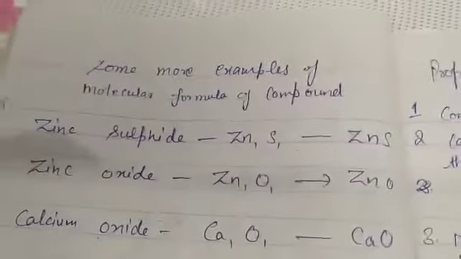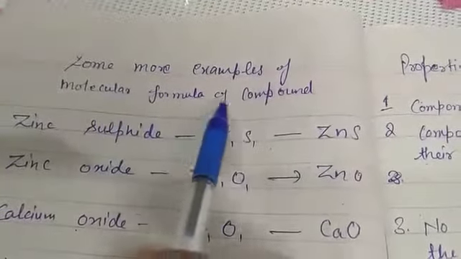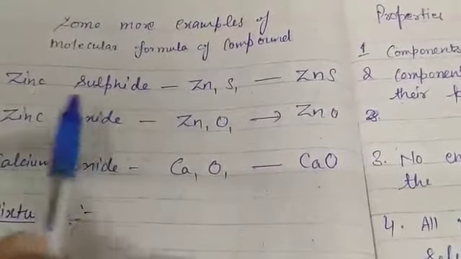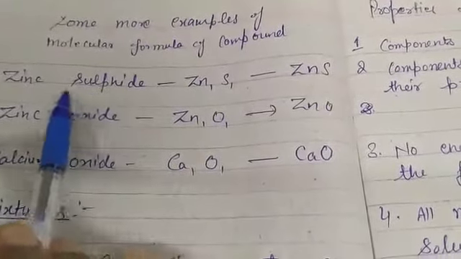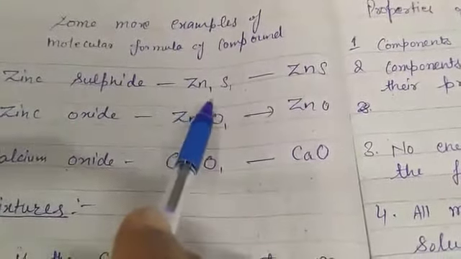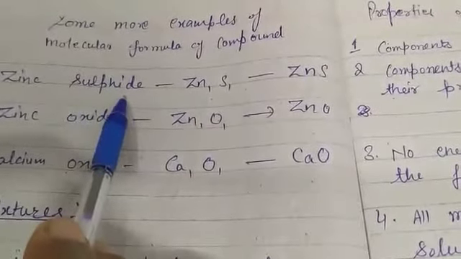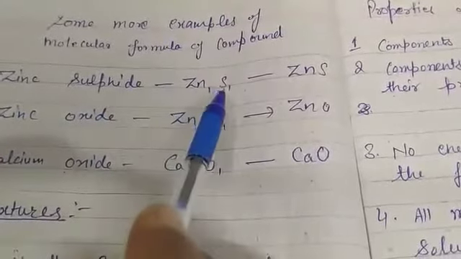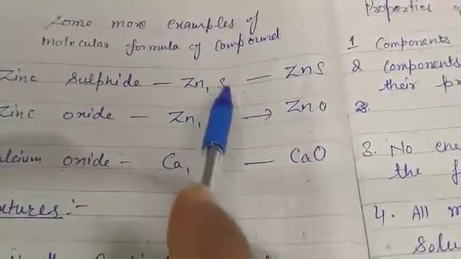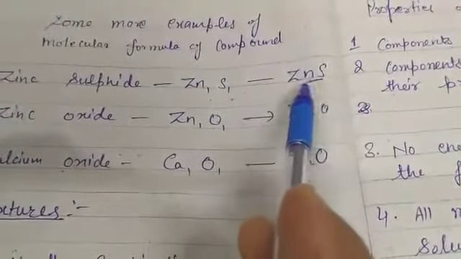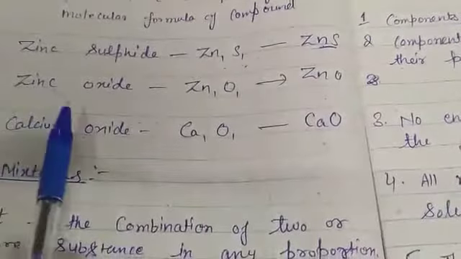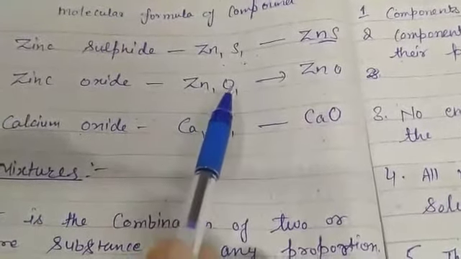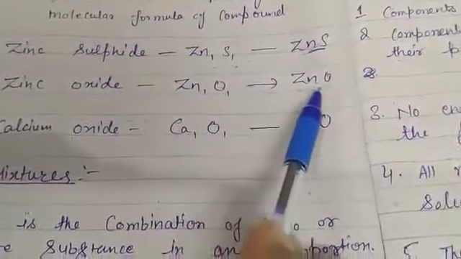Similarly, some more examples of the molecular formula of a compound. The example discussed here is zinc sulfide. In its molecule, the number of zinc atoms is 1, and sulfide means sulfur, so the number of sulfur atoms present in zinc sulfide is 1. So Zn1 and S1, and its molecular formula becomes ZnS. Similarly, zinc oxide: the number of atoms of zinc is 1 and oxygen 1, so its formula becomes ZnO.